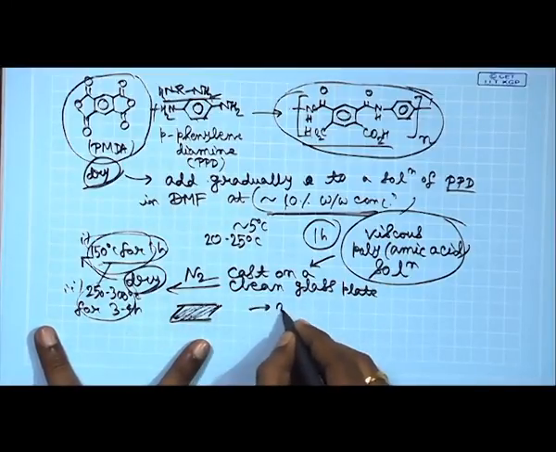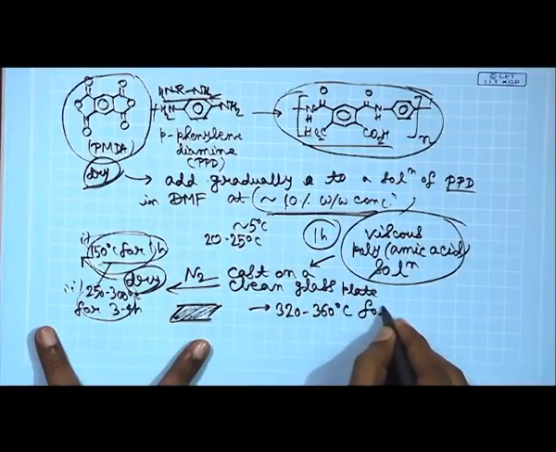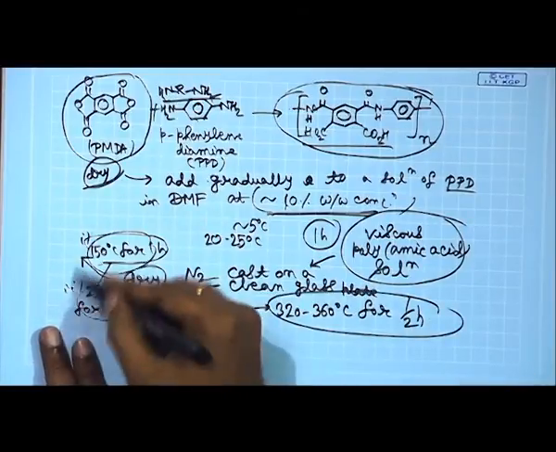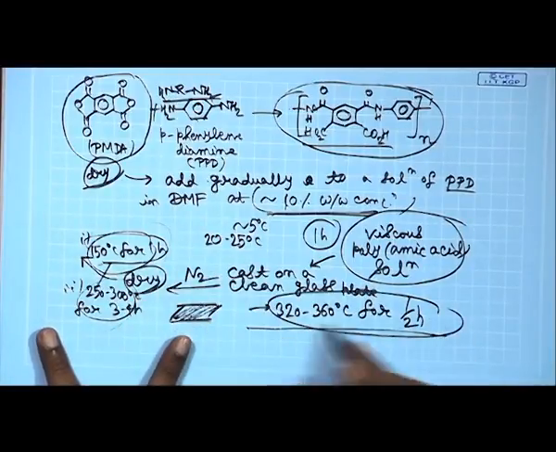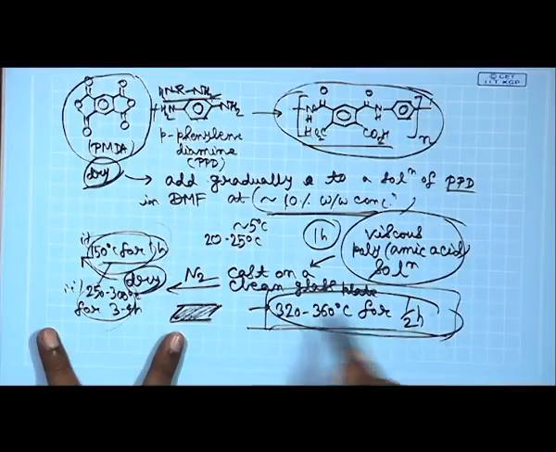So, the exact thing is that after drying you heat it to 320 to 360 degrees Celsius for a further half an hour, and then you have a completion of cyclization. Okay. This is partially cyclized, you take it out, you dry it, you heat it up further, take it out in water, heat it up further, and you will get your product which is a completely cyclized product.